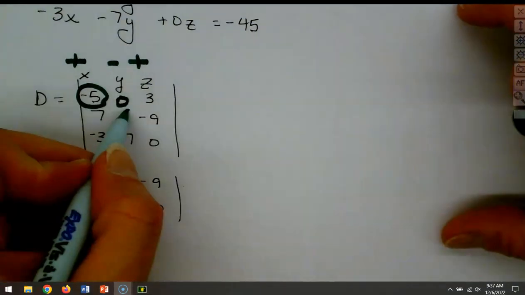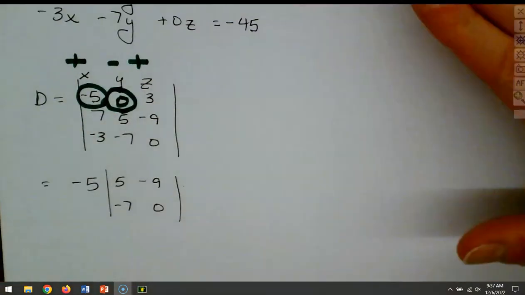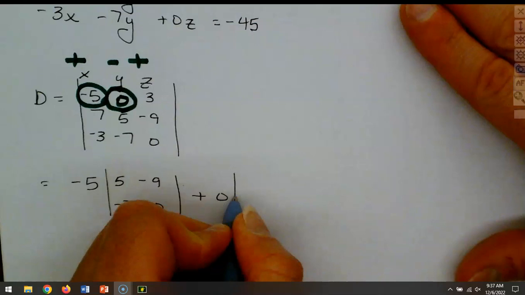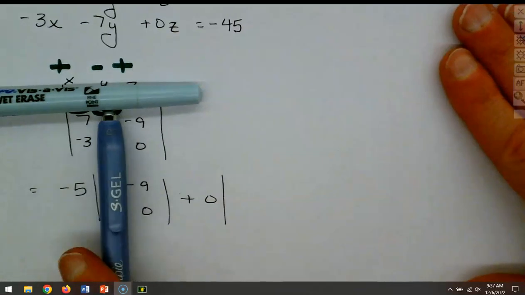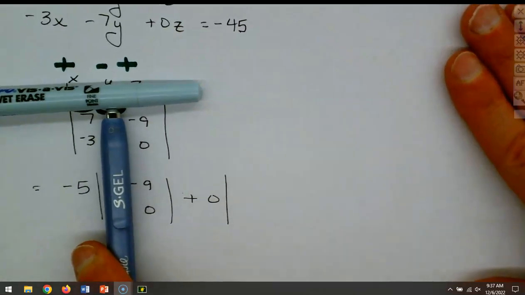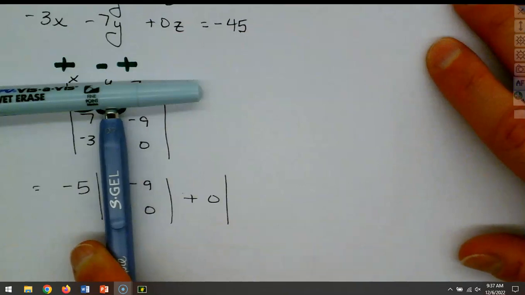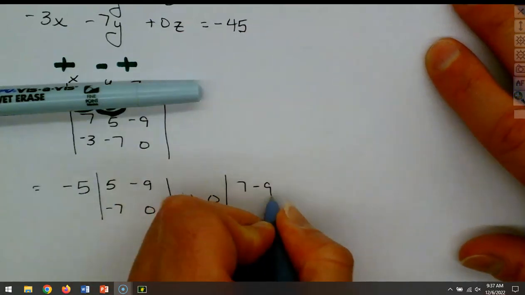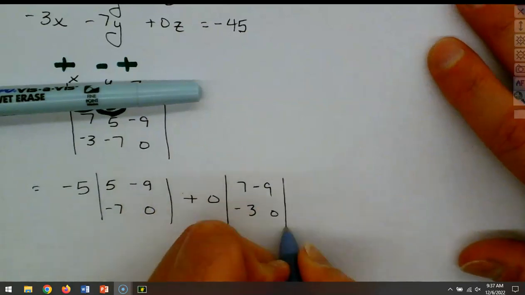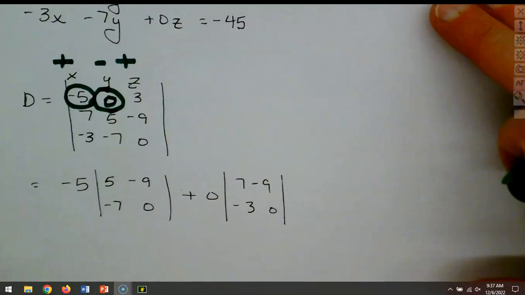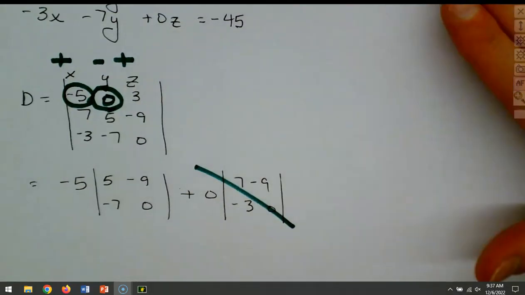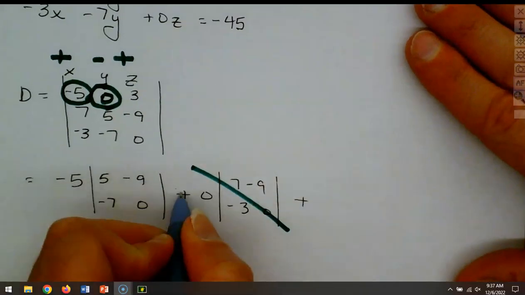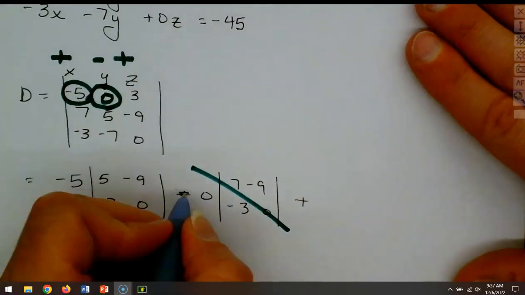Okay, the next one is going to be this 0. But we don't have to really worry about it. We'll write it down because it's 0, but what's my determinant? Well, if I cross that off in a T like this, 7, negative 9, minus 3, and 0. Now, we don't have to worry about this at all because 0 times anything makes it what? 0, and so it's gone. Now we've got one more. And this should have been a negative here, but 0 doesn't have a sign anyway, so it doesn't really matter.